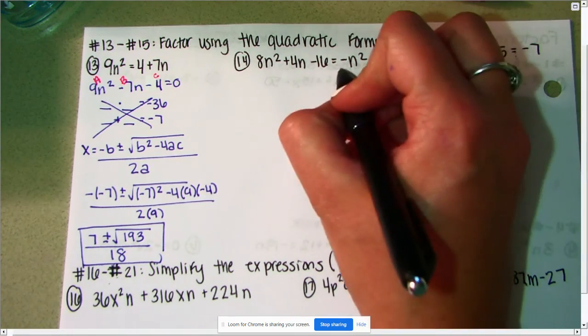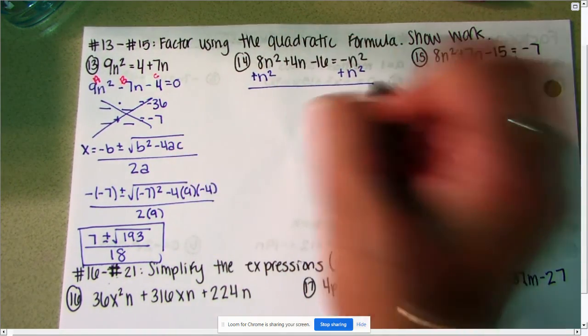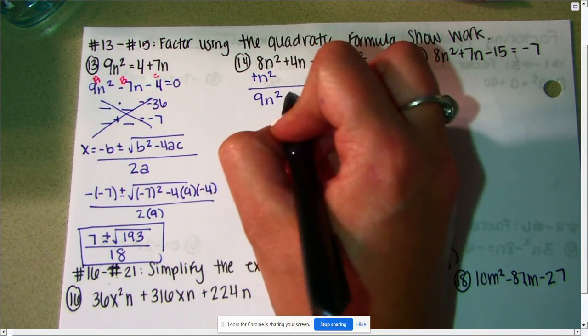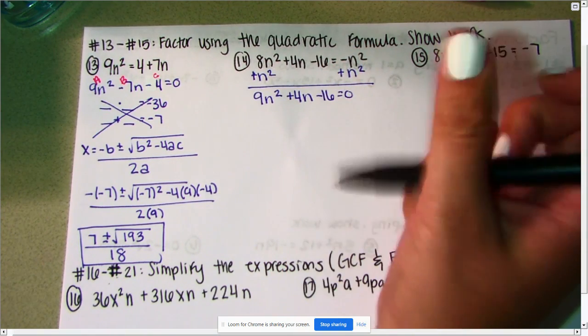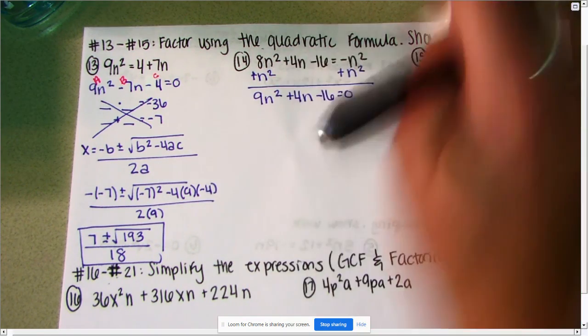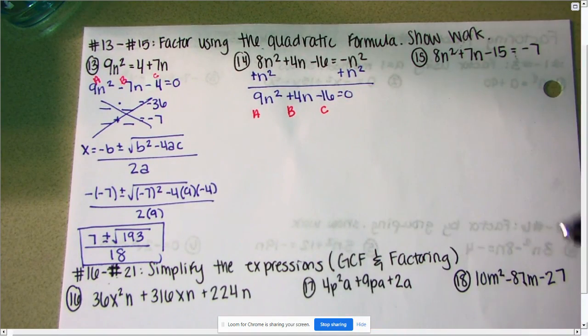So I need to move the n squared, so I'm going to add it. Be very careful because on the worksheet, a lot of us mess this up and we put 7n squared. This is actually 9n squared. Again, it's underneath the quadratic formula, so I know that I cannot factor this. So I'm just going to go ahead and do, here's my a, my b, and my c.